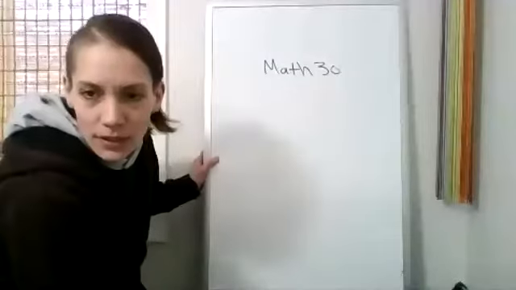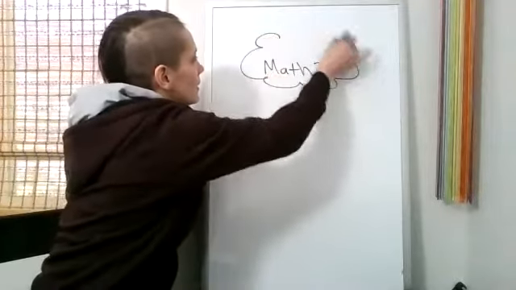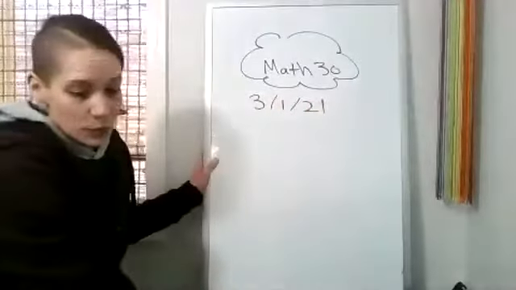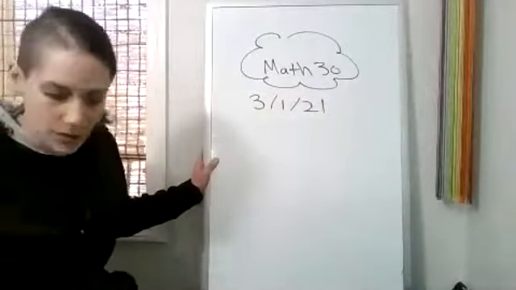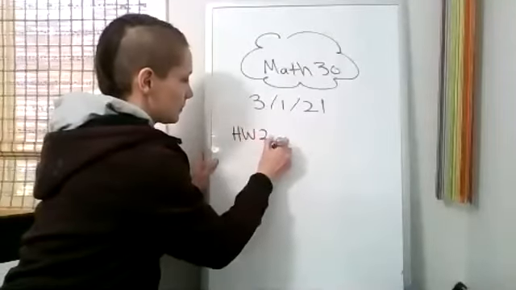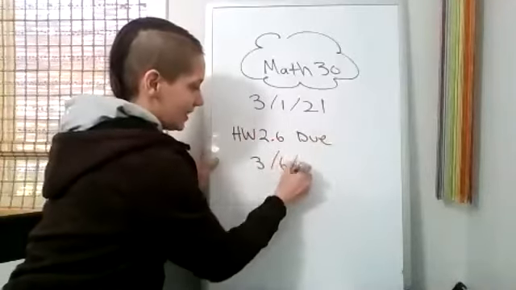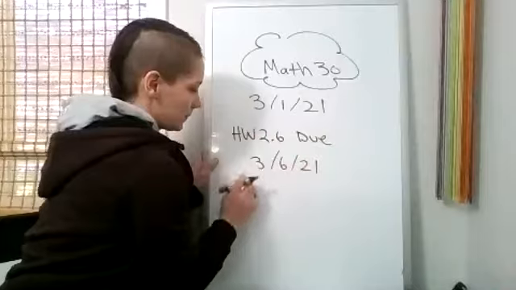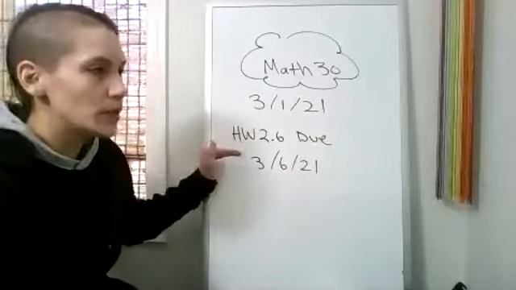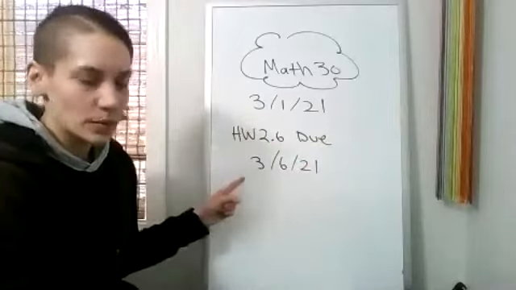So we are in March 31, '21. I have made some homework. You have 2.6 due Saturday. I'm almost done making 2.7. We'll make that one next Saturday. So try the homework.